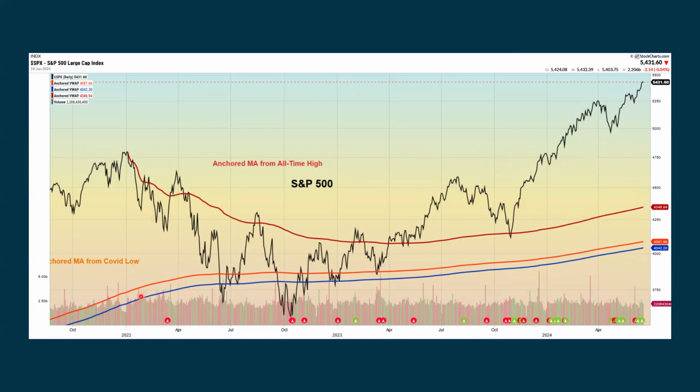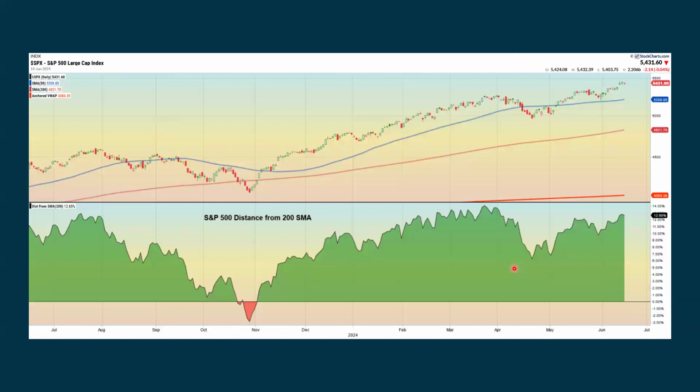I also have a couple of other anchored moving averages going back to the COVID lows. We are well above the 200-day moving average. So the long-term trend is still positive. We're green and coming off of setting really high readings.